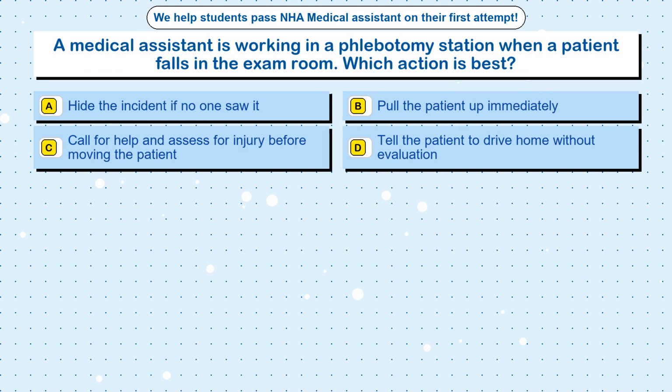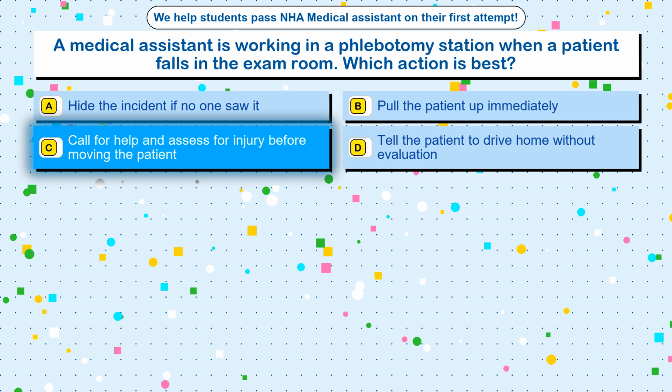Question 31. A medical assistant is working in a phlebotomy station when a patient falls in the exam room. Which action is best? Option A, hide the incident if no one saw it. Option B, pull the patient up immediately. Option C, call for help and assess for injury before moving the patient. Option D, tell the patient to drive home without evaluation. The correct answer is option C, call for help and assess for injury before moving the patient.